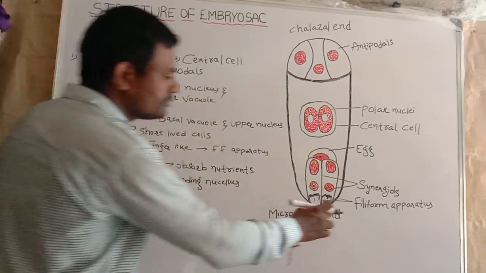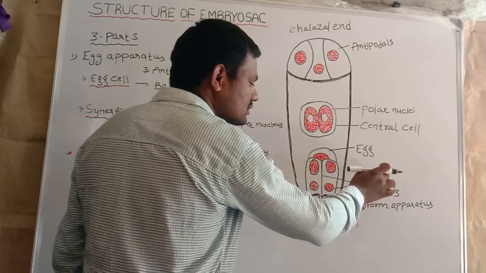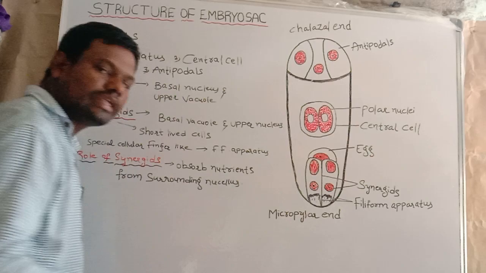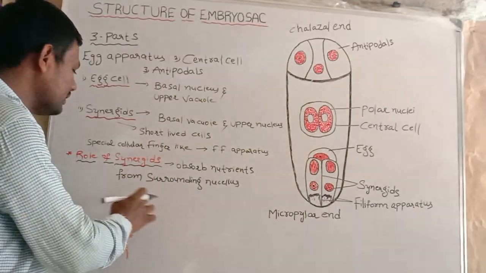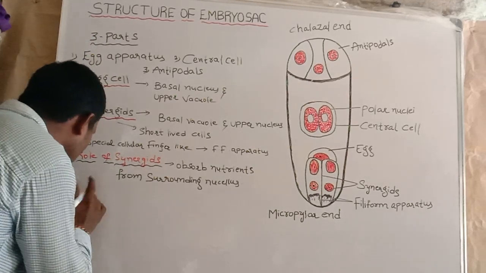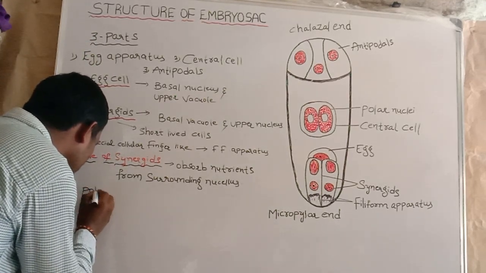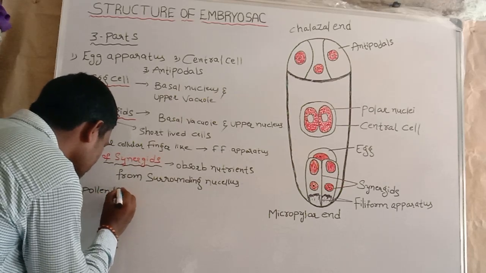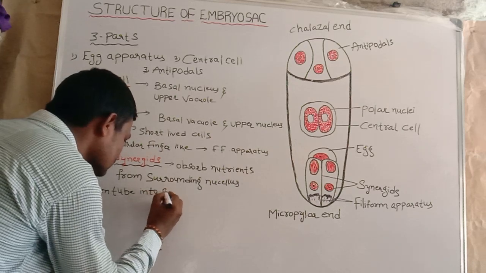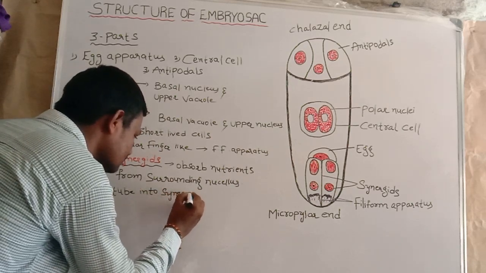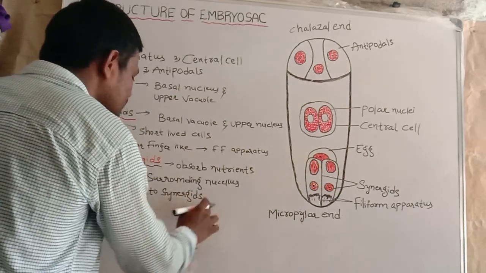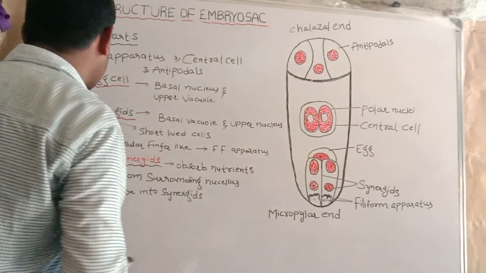Next, the filiform apparatus of synergids secretes chemical substances which help in guiding the pollen tube into the synergids.